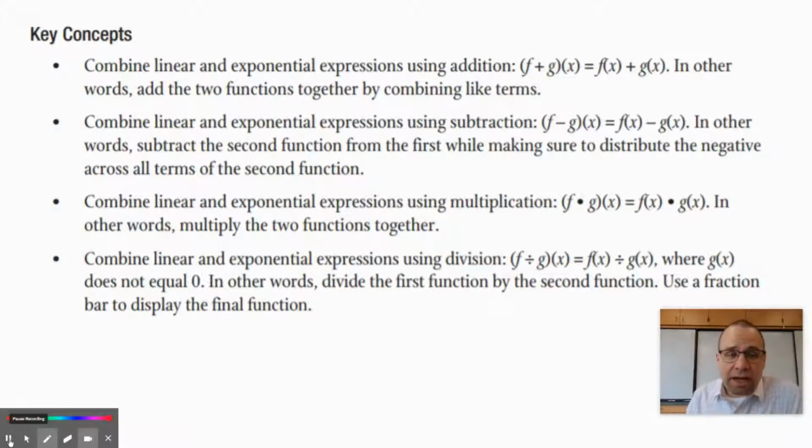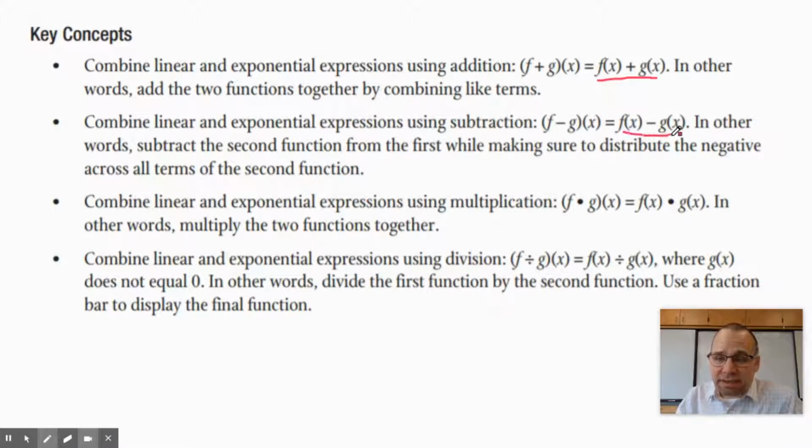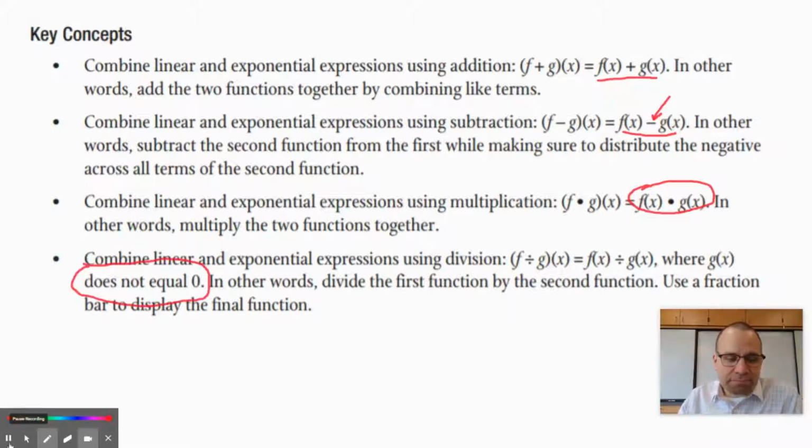This section is all about adding, subtracting, multiplying, and dividing functions. It's pretty self-explanatory, but it gets a little bit tricky, especially the subtracting part, and then we'll talk about double distribution for when you're multiplying. Also, the last tricky part is that when you're dividing, the denominator cannot equal 0.